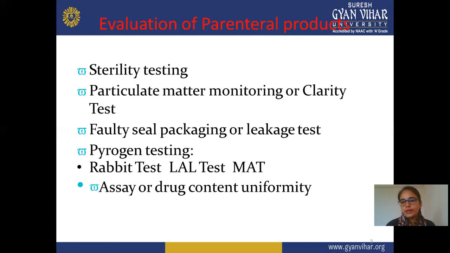In the evaluation of a parenteral product, these are the following parameters that you should evaluate. First is sterility testing. In this, you check whether your product is in a sterile form or properly sterilized or not, and whether any microbes or unwanted material is present or not. Next is particulate matter monitoring and clarity. Is any matter or material present that is not necessary or may contaminate your product, and is your product a clear solution or not? So in this, you check for any particulate matter present in your formulation, and the clarity of your formulation.